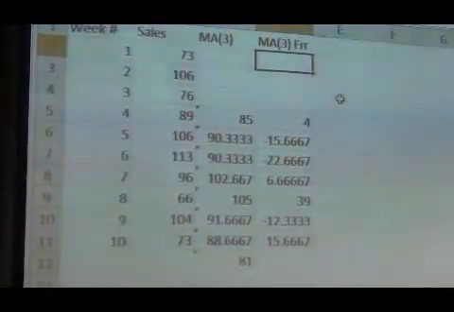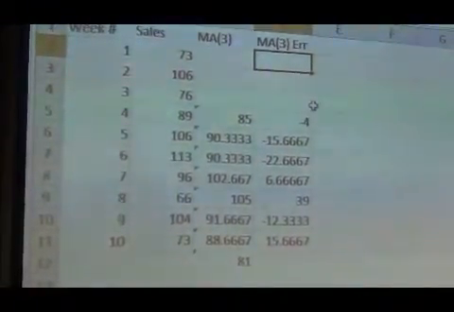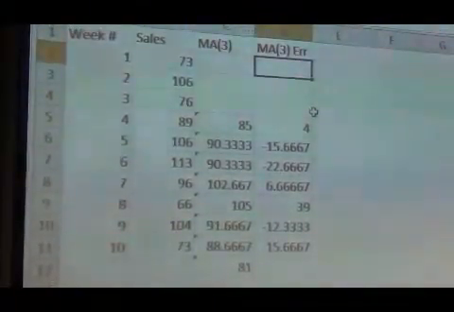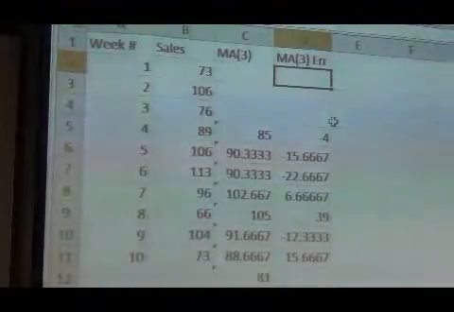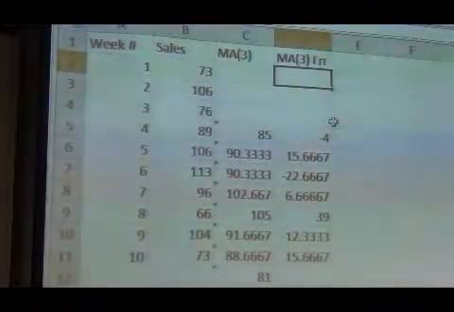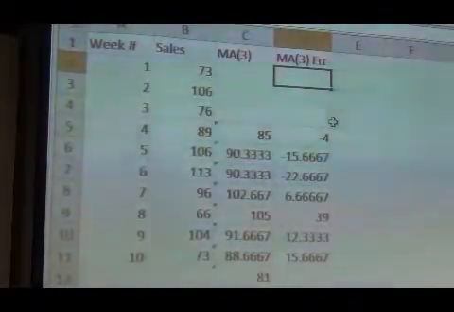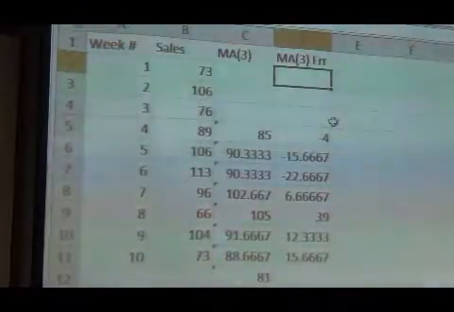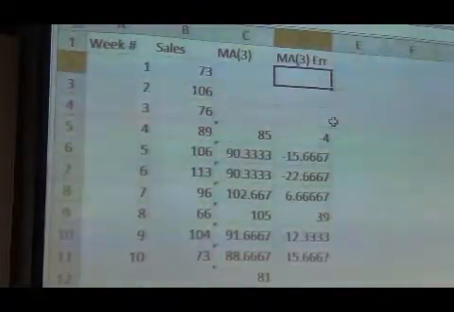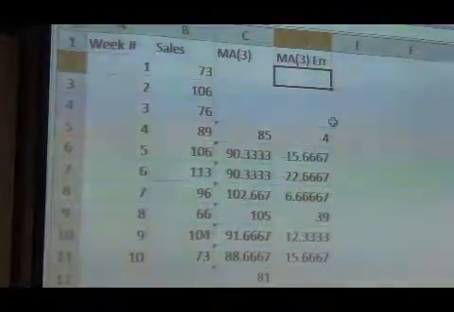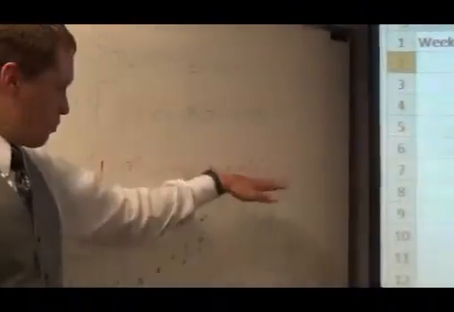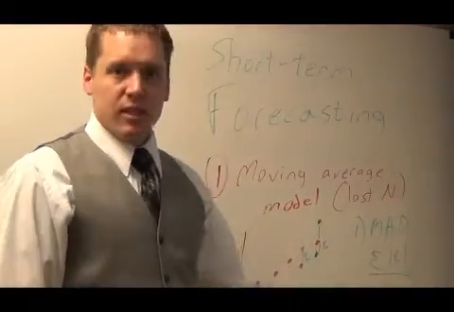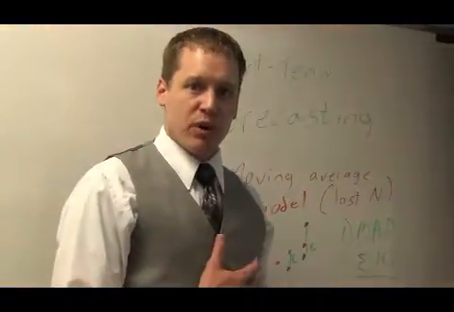And from that, I could compute any one of my 3 metrics, 3 formulas for overall error: mean absolute difference, mean absolute percent error, or mean squared error. Okay? Just for example's sake, let's do all 3 so we can see how each one of them works.